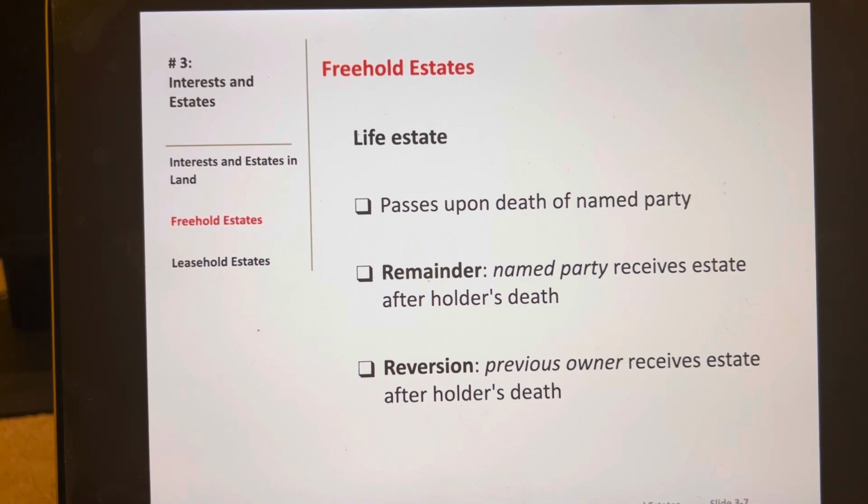Again, I own a property. I've given my grandmother a life estate. Once she passes away, ownership goes to my husband because he has been named as the holder after the death of the life estate party.